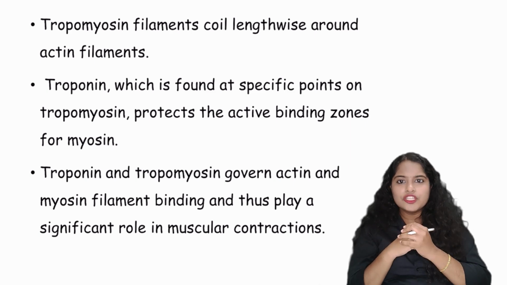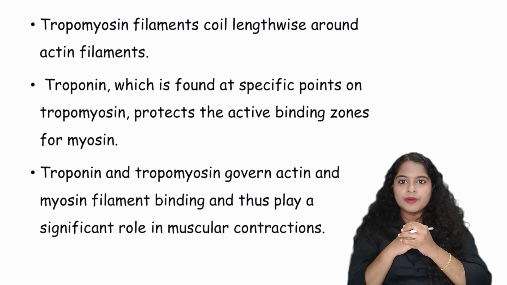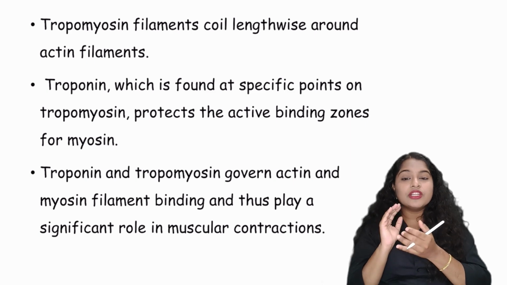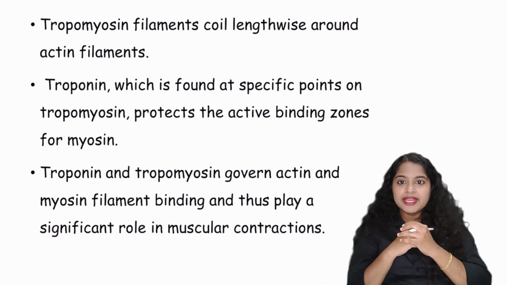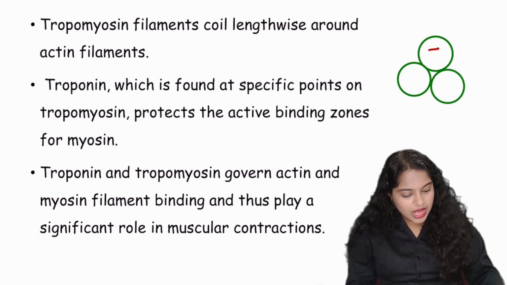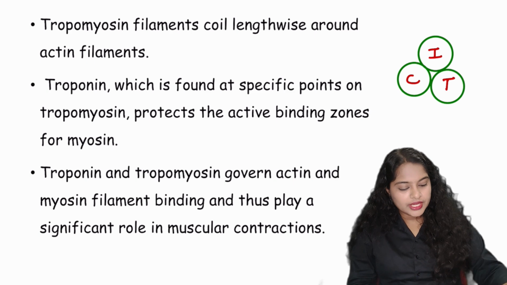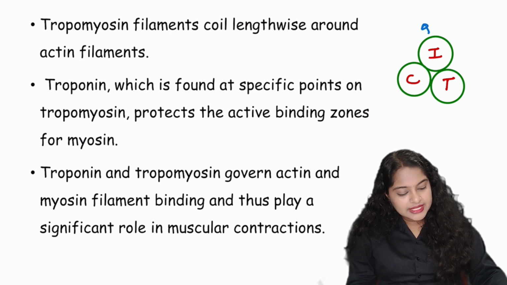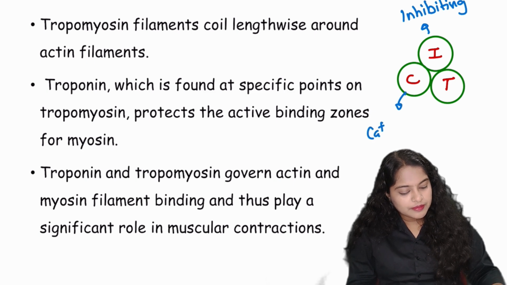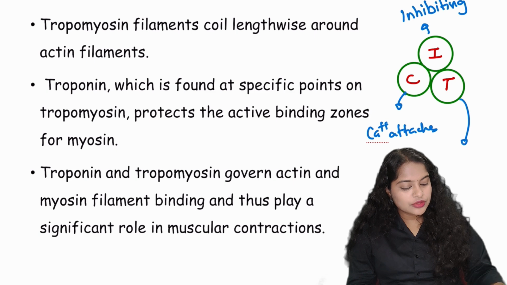Then where can you find troponin? These troponins are found at specific points on the tropomyosin, and they cover, or protect, the myosin binding sites of actin. So the troponin has 3 subunits. I, C and T are the 3 subunits of troponin. What is I? I is the inhibiting subunit. C is the place where calcium comes and binds. And T is the subunit which is attached to the tropomyosin.